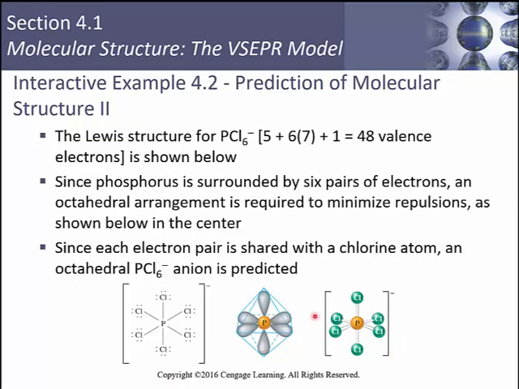If I go to the phosphorus hexachloride minus 1 anion, I'm going to do 5 plus 6 times 7 plus 1 electron for 48 valence electrons. Since our phosphorus is surrounded by 6 pairs of electrons, an octahedral arrangement is required to minimize the repulsions, as shown below in the middle. So we're going to have 1, 2, 3, 4, 5, 6 things around our phosphorus. If I've got 6 things around it, I'm going to need this octahedral structure. All 6 things are atoms, so my molecular geometry and my electron domain geometry are both octahedral.